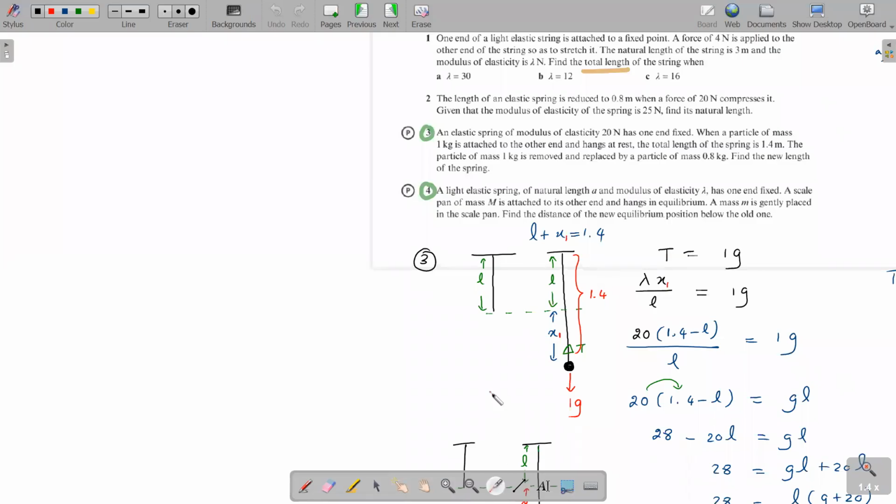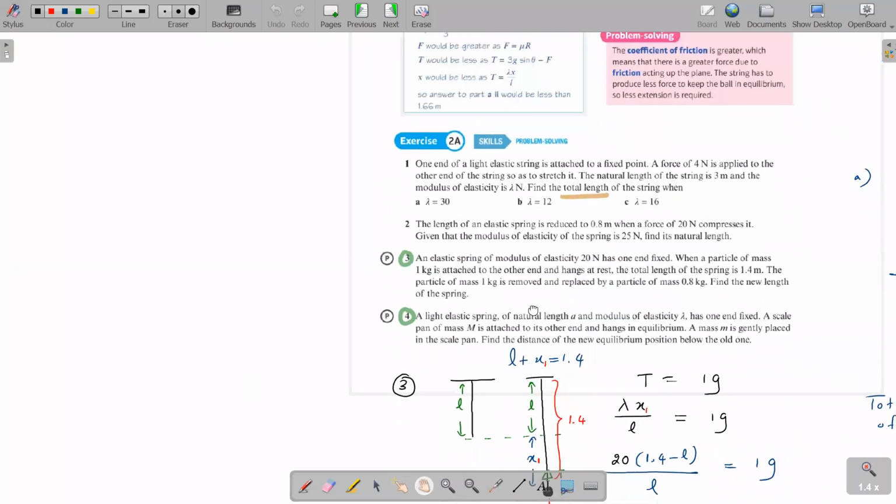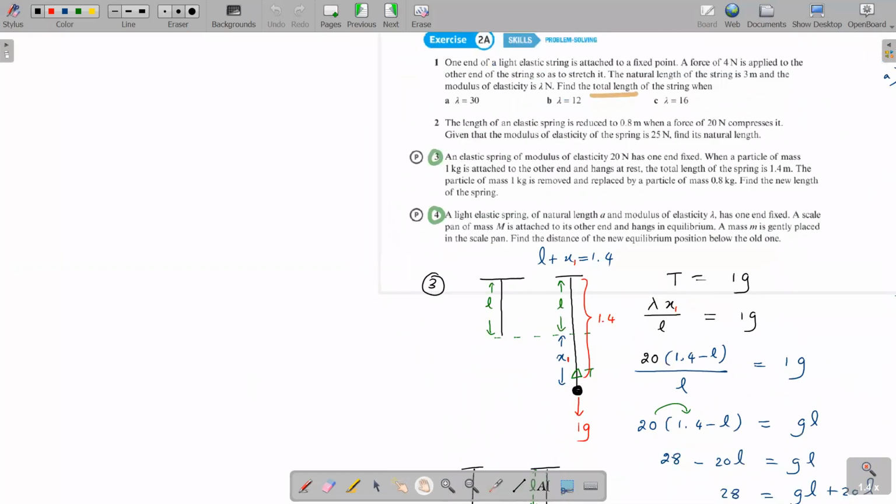Okay, so we'll move on to question number 4. This is in exercise 2A in M3. Exercise 2A, question number 4. Okay, so they say a light elastic spring of natural length A and modulus of elasticity lambda has one end fixed. A scale pan of mass capital M is attached to its other end and hangs in equilibrium.